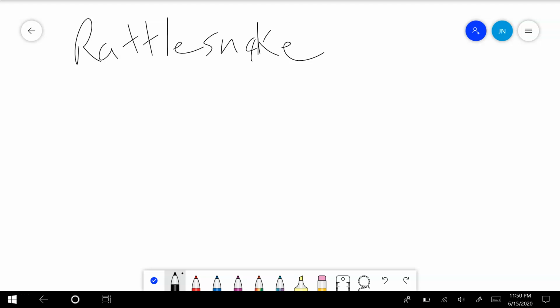If you get bitten by a rattlesnake, we do have a rattlesnake antivenom. Sometimes these are called antivenoms, antivenin, antivenom. What this is, is that we're injecting you with antibodies against that snake venom. Where did we get them?